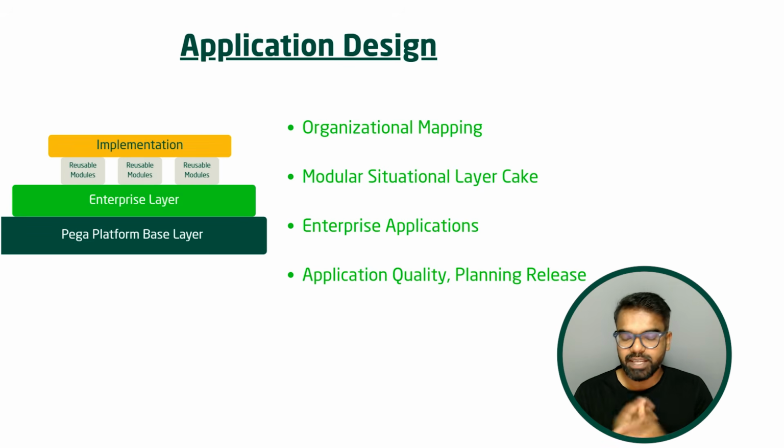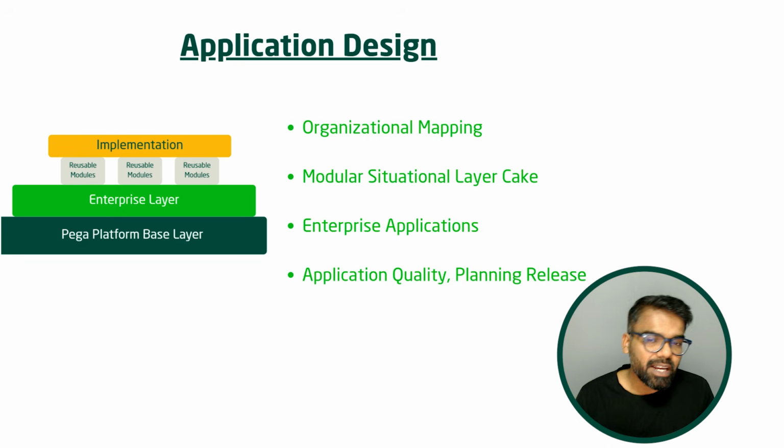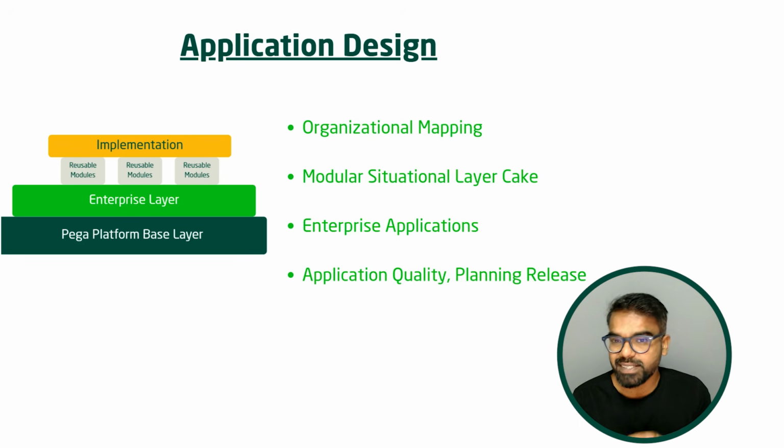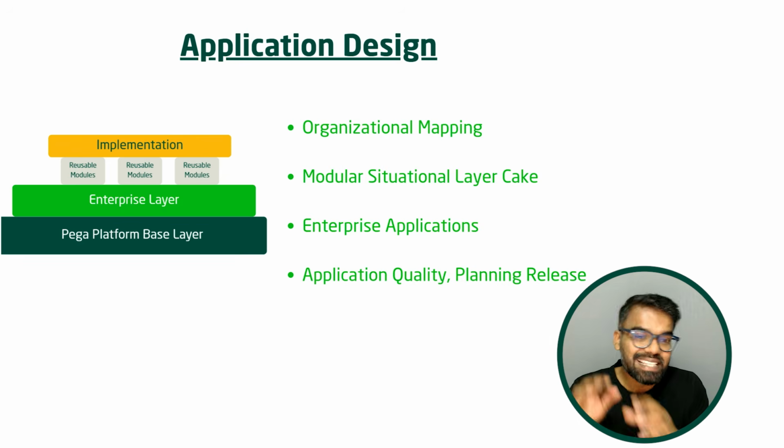So with application design, of course, we will start with how you will start building your applications in Pega. So we'll start with Blueprint and we will understand different organizational mapping, because most of the Pega customers will have their own organizational mapping. They will have their own divisions, units, different departments. So you should be able to easily map your organizational mapping and create your applications at the right layer.